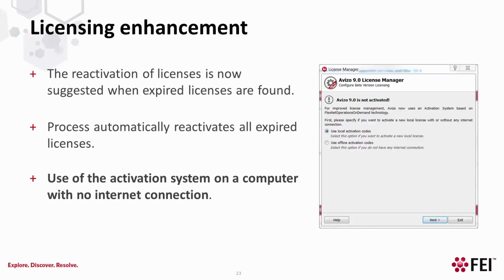And finally, I would like to speak about some of the licensing enhancements that we are introducing with Avizo 9. One of them is reactivation of license, which is now automatically suggested when Avizo finds that one of the licenses has expired. We can process the reactivation of expired licenses automatically. But most important, with this version of Avizo 9, you are now able to use offline activation. This means if your workstation where you want to run Avizo is not connected to the internet, we are providing an offline activation mechanism.